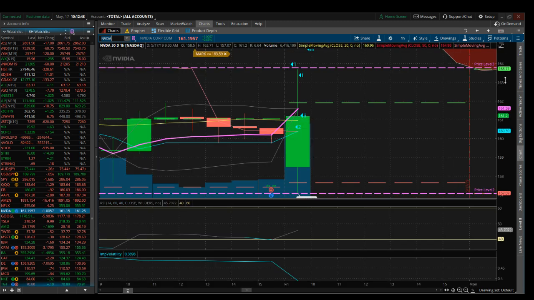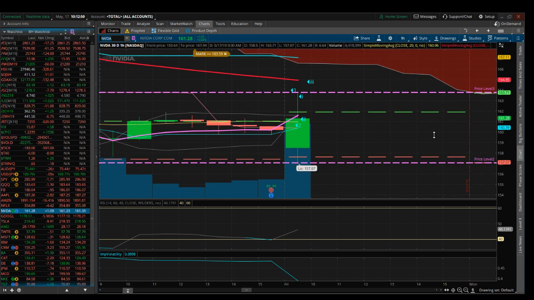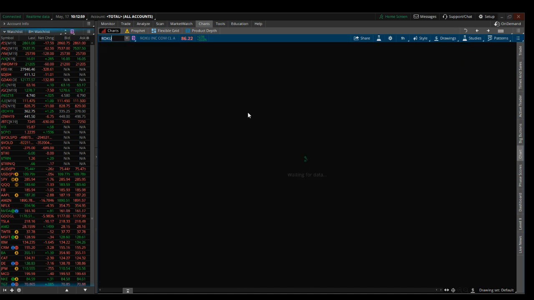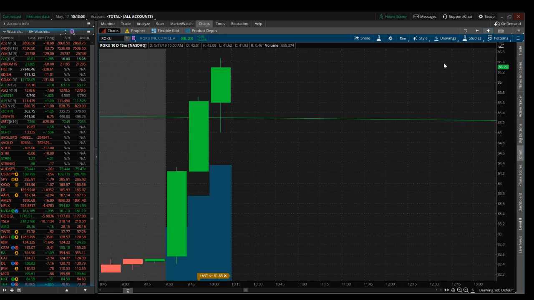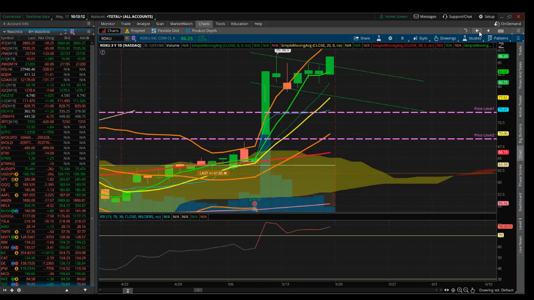Unless you're a ninja with hotkeys and all that stuff, it's tough. Even Nvidia here is kind of going inside. Baidu's kind of sluggish. What else do we have? Roku was a good one. Nice catch on that one, Andrew. Beautiful bar. Look at that. That's what you want to see. 15 orb, break to the upside, all the way up. Perfect trade right there. Nice job.